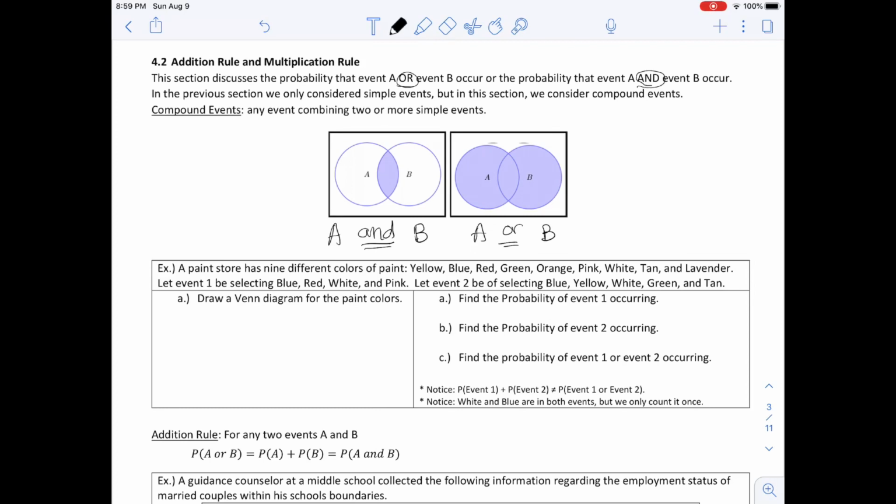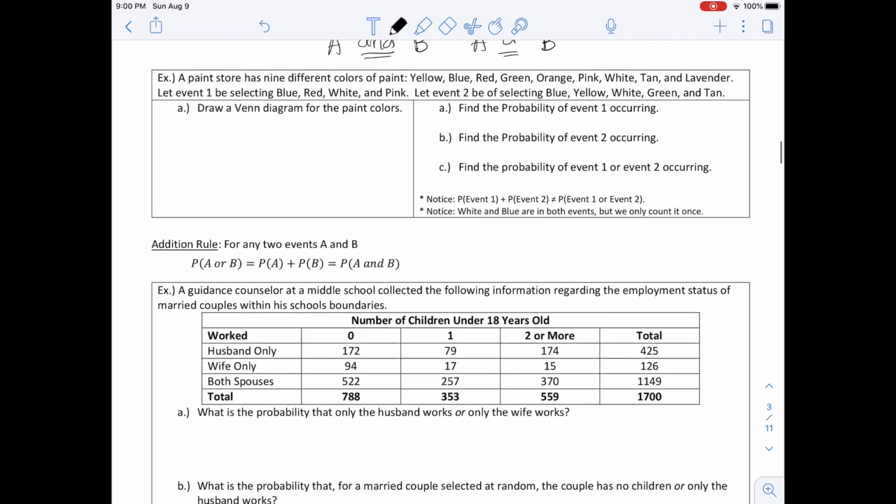So usually when I discuss this, we talk about food. If I say I would like a hamburger and a hot dog, that means that I would like both of those. But if I were to ask I want a hamburger or a hot dog, that typically means in English one or the other. But in probability and mathematics, it's actually going to mean one or the other or both. And that's that second Venn diagram that we have here.